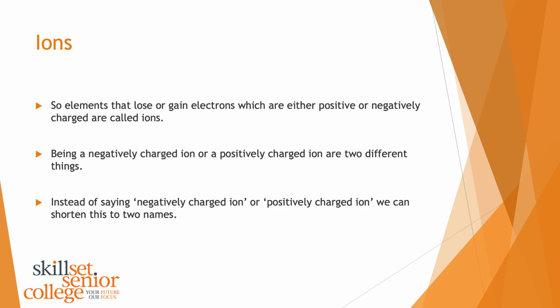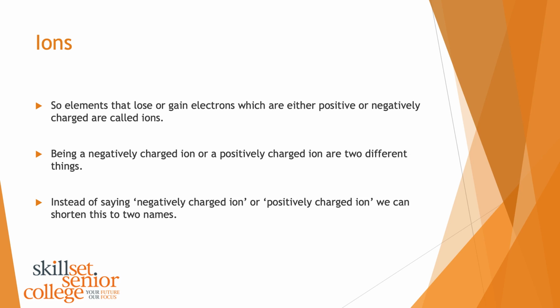Elements that lose or gain electrons, which are either positively or negatively charged, are called ions. So it doesn't matter if it's gained or lost an electron, they're both called ions. But being a negatively charged ion or a positively charged ion are two different things. Instead of saying a negatively charged ion or a positively charged ion, we shorten this to two names because that's quite a mouthful. If I just said sodium is a positively charged ion and chlorine is a negatively charged ion, that's going to take up a lot of space if I'm writing that down in a sentence. So we have shortened that to two different words.